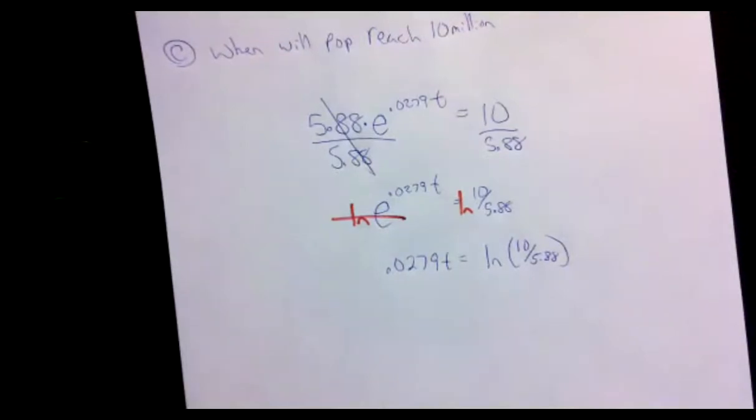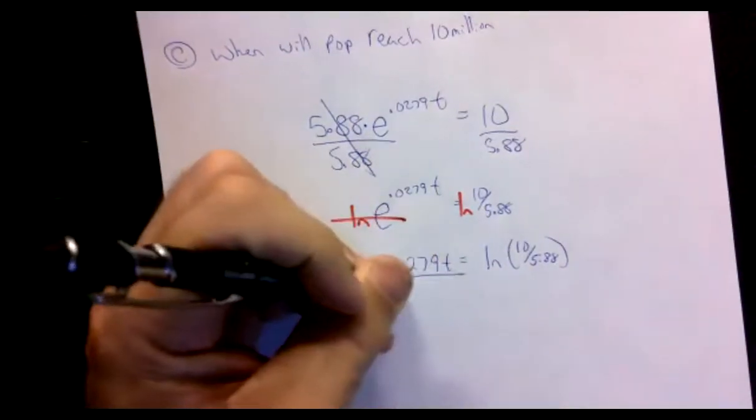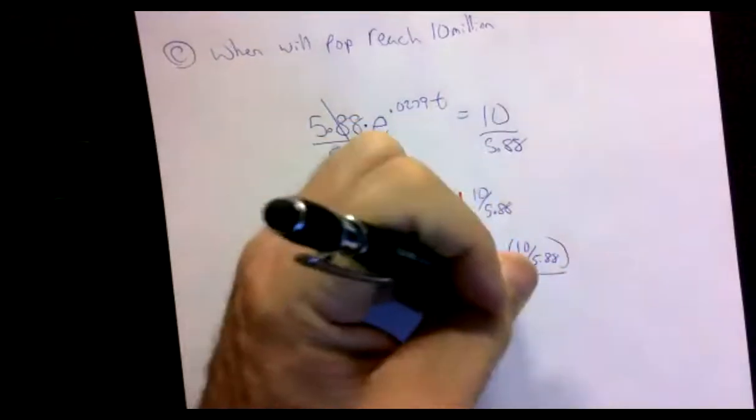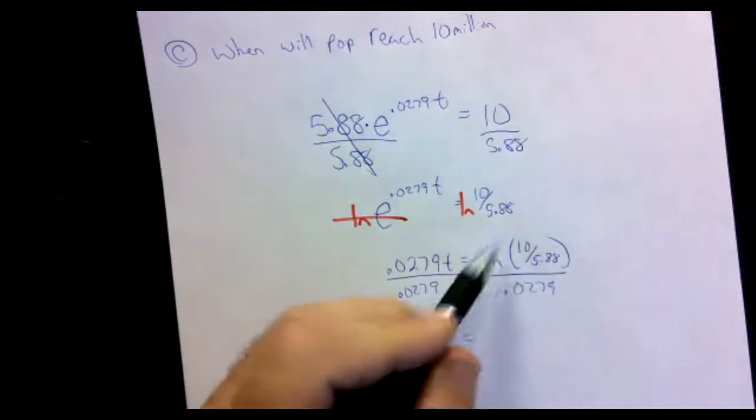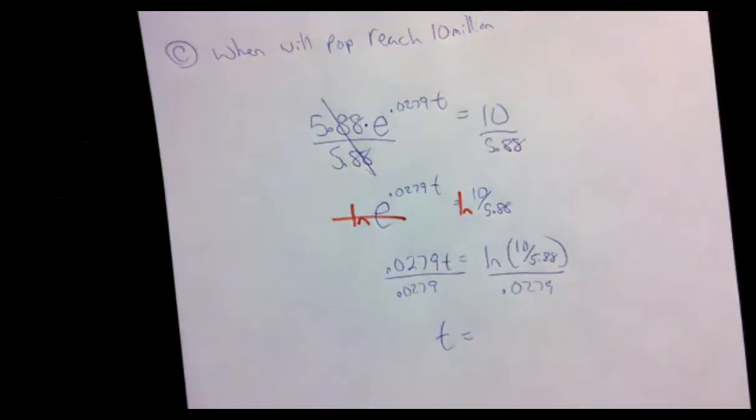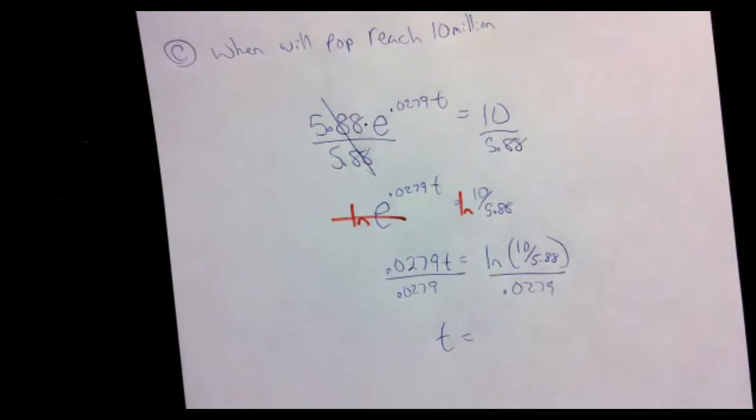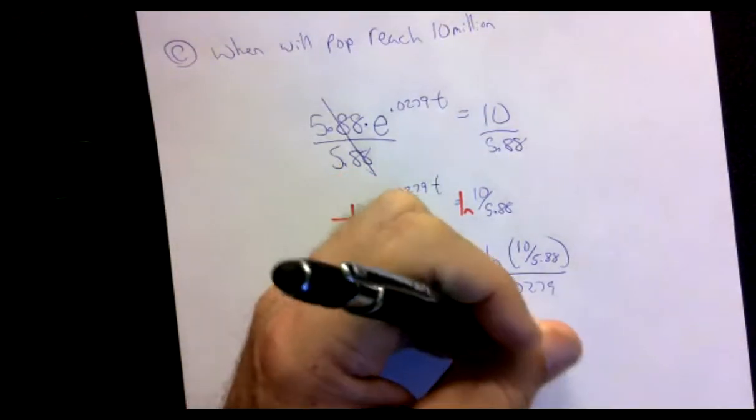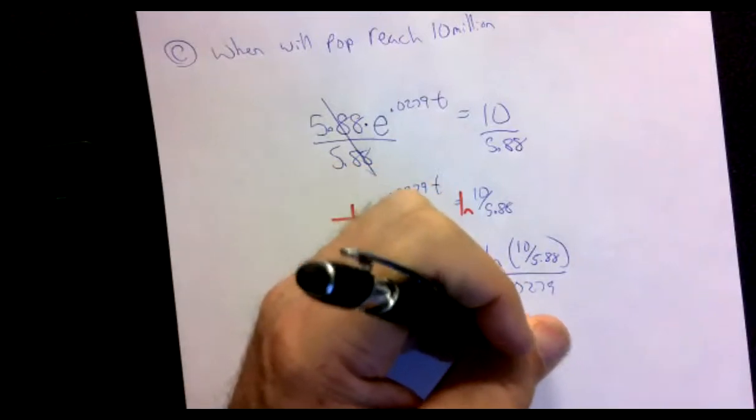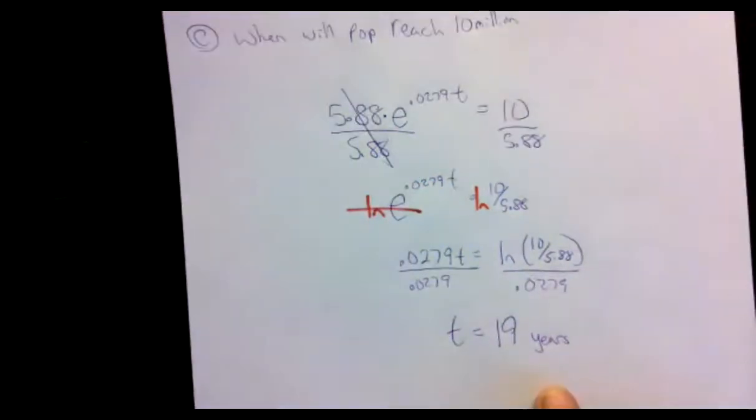And last but not least, to solve for time, we're just going to divide. So divide by that 0.0279. So time is going to equal this exact answer, but we're going to figure out what that is. So if I take the natural log of 10 divided by 5.88, close my parentheses, and then divide that by 0.0279, that will happen in approximately 19.03. So we'll say about 19 years.